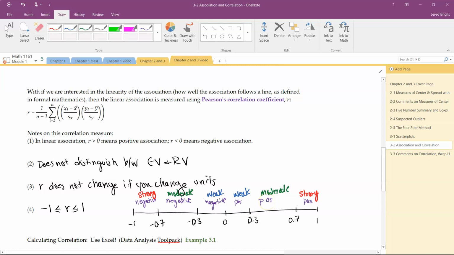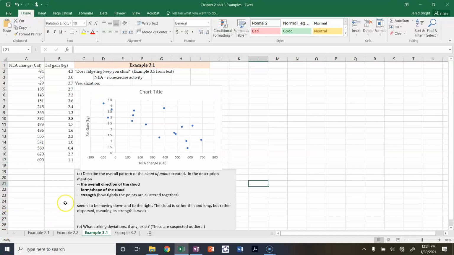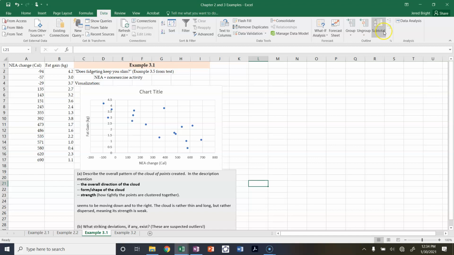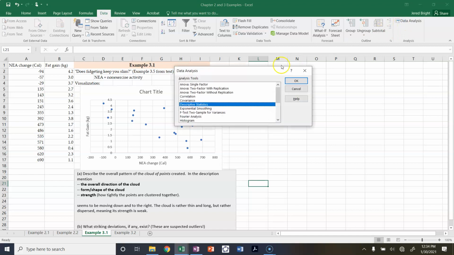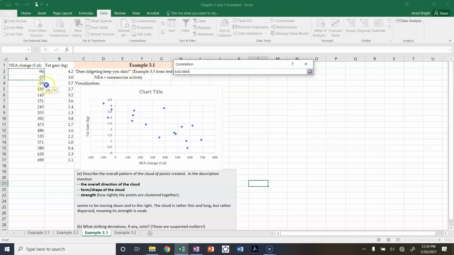Now is the fun part where we get to do the math quickly in Excel. We're going to go back to example 3.1 and calculate the correlation there. To get the correlation, I'm going to go to Data Analysis, and make sure you have the Data Analysis Toolpak. And then there's a nice little correlation feature in there. So I'm just going to select that. For the input range, I'm going to just drag over the data.